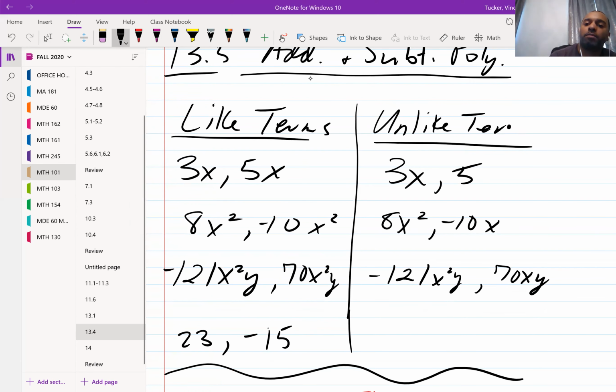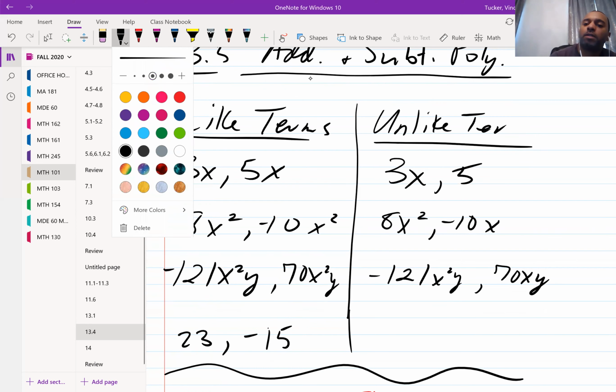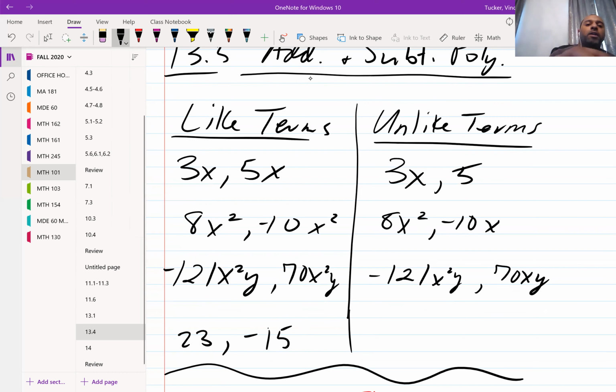So in this right column, oh, my pen is too dark. I had to make an adjustment one class. There we go.